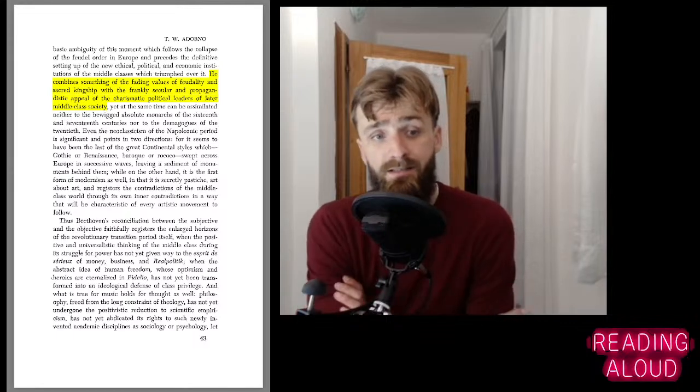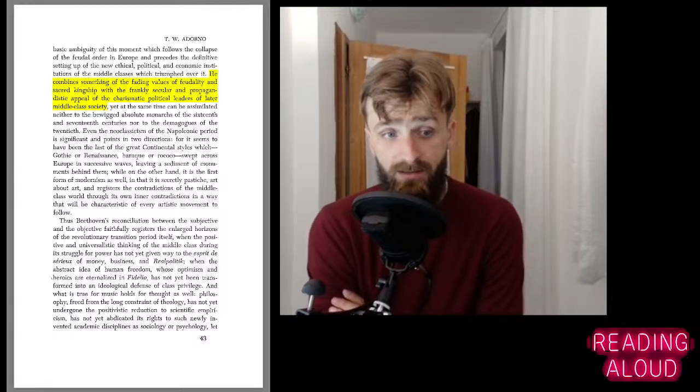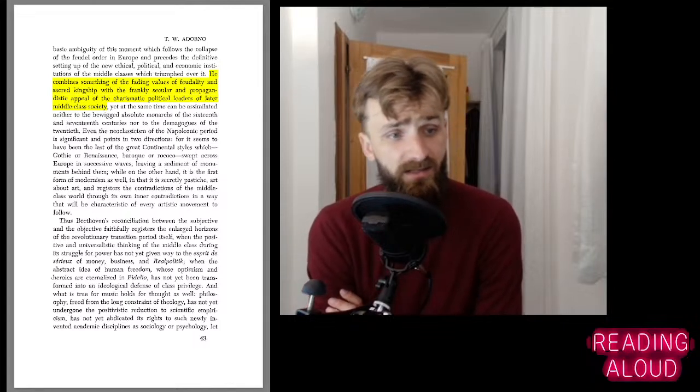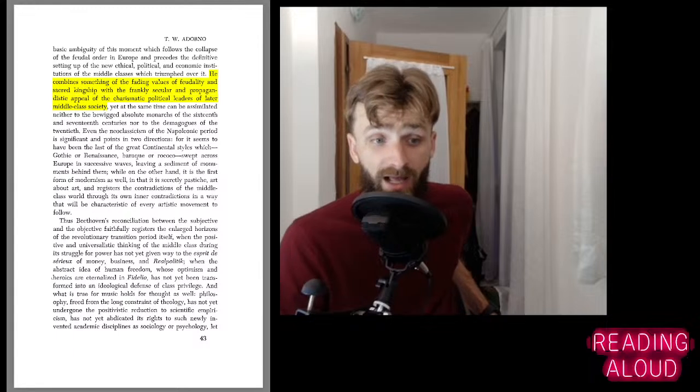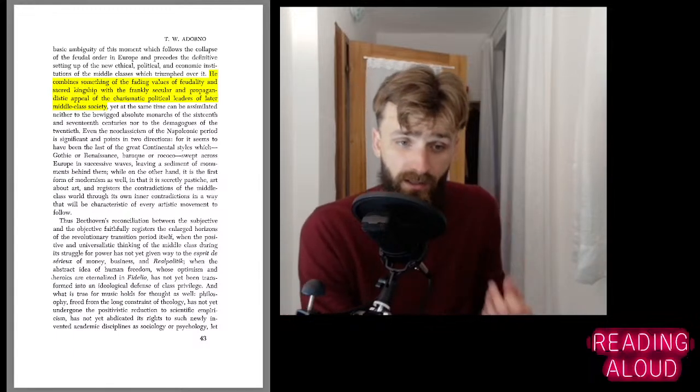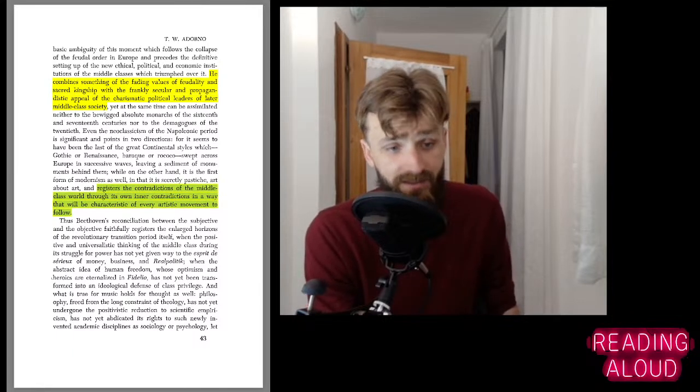Even the neoclassicism of the Napoleonic period is significant and points in two directions, for it seems to have been the last of the great continental styles which, Gothic or Renaissance, Baroque or Rococo, swept across Europe in successive waves, leaving a sediment of monuments behind them. While on the other hand, it is the first form of modernism as well, in that it is secretly pastiche, art about art, and registers the contradictions of the middle-class world through its own inner contradictions in a way that will be characteristic of every artistic movement to follow.